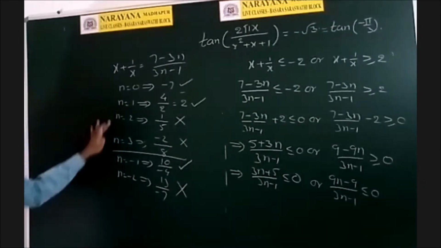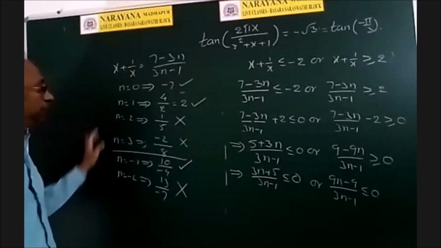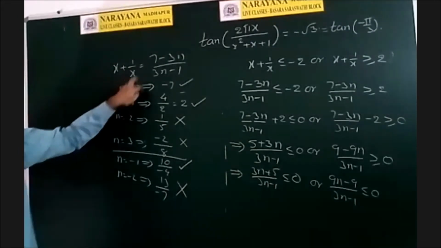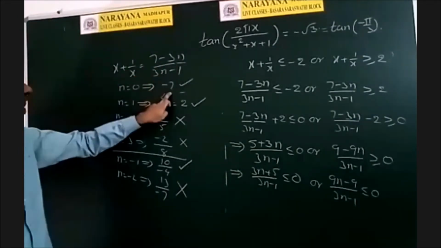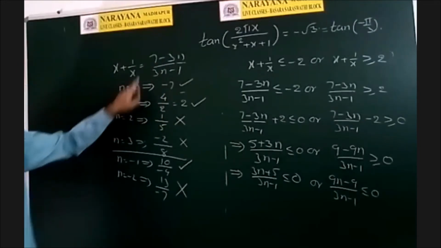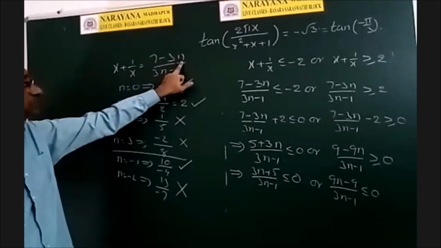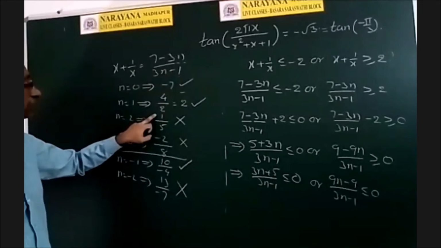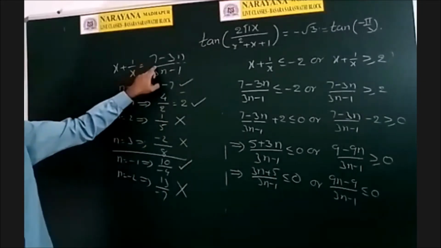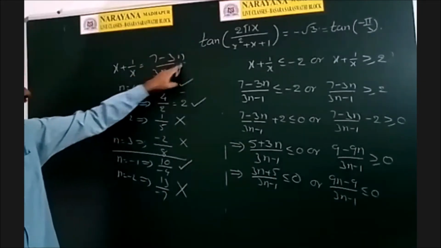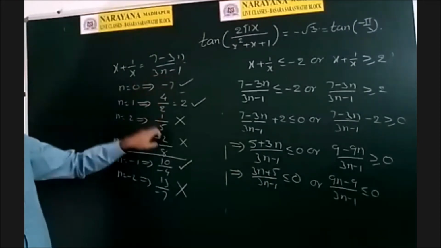So substituting numbers one by one. Put n is equal to 0, you will get 7 by minus 1. Put n is equal to 1: 7 minus 3, 4, by 3 minus 1, 2. Okay. Put n is equal to 2: 7 minus 6, 1, by 6 minus 1, 5.